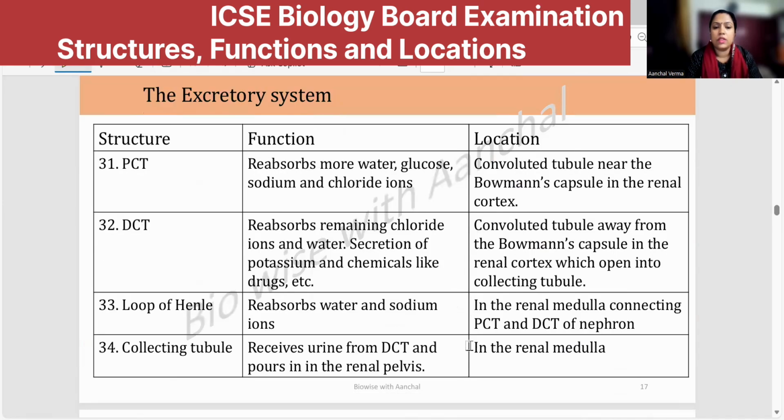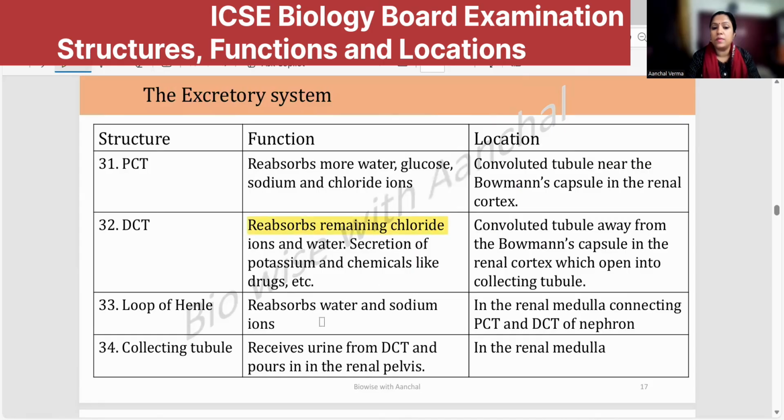Okay. Excretory system: PCT reabsorbs more water, glucose, sodium, and chloride ions. It is the tubule which is present near the Bowman's capsule. DCT is the tubule present away from the renal capsule, that is Bowman's capsule, in the renal cortex. And what is the function of DCT? It reabsorbs the remaining chloride ions.